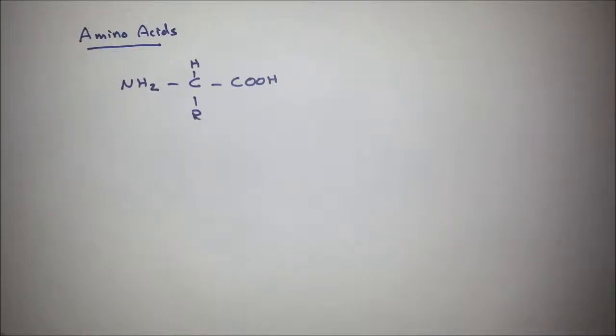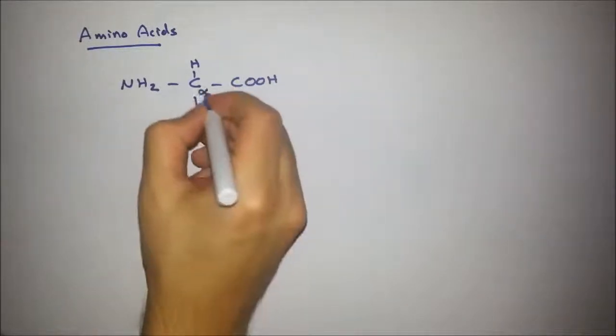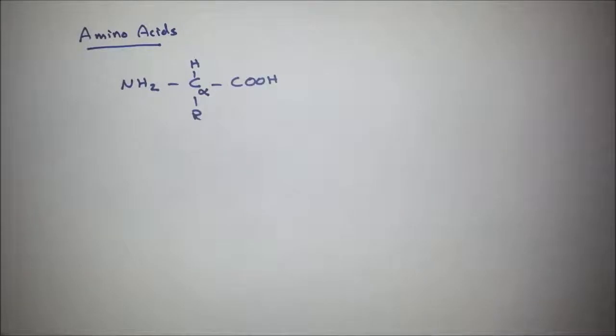The first carbon connected to the carboxylic group is called the alpha carbon. Of course, the second one will be called beta carbon, the third gamma, and so on, depending on how many carbons are there in the side chain.